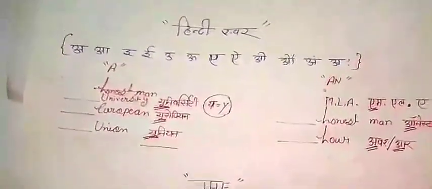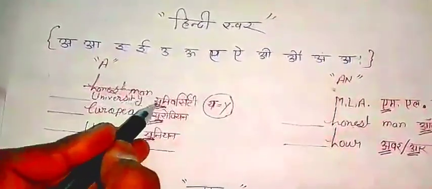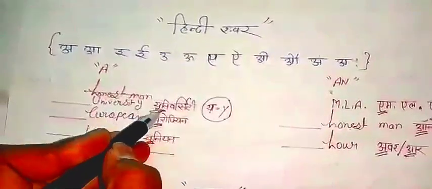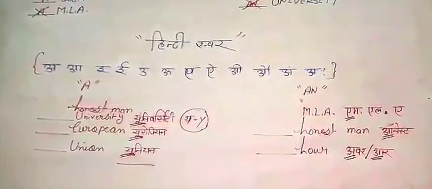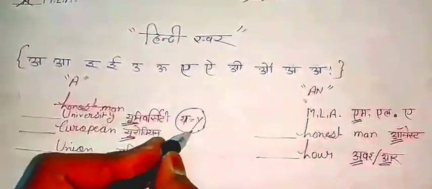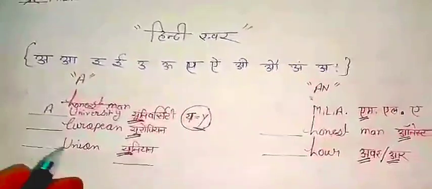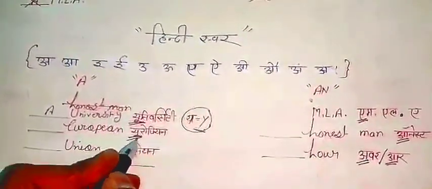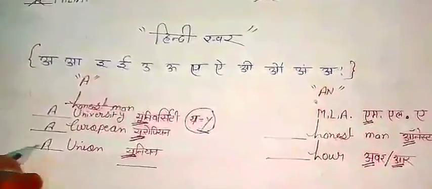So if we write university in Hindi, the first letter and the first sound we get is ya, which is made by y in English letters. So it is not a vowel sound, that's why we have to use article a here. Like this, European also makes the sound of y, that's why it is a. In union also it is a.